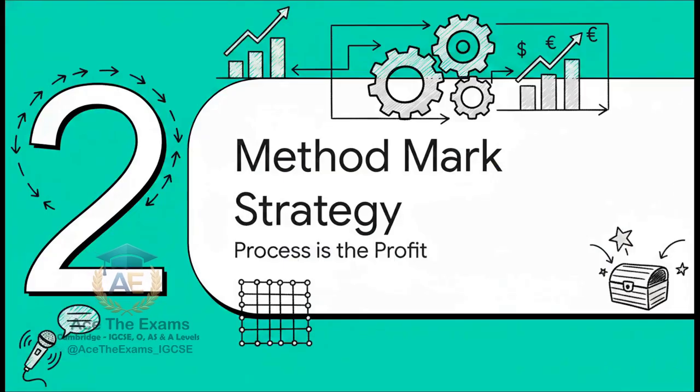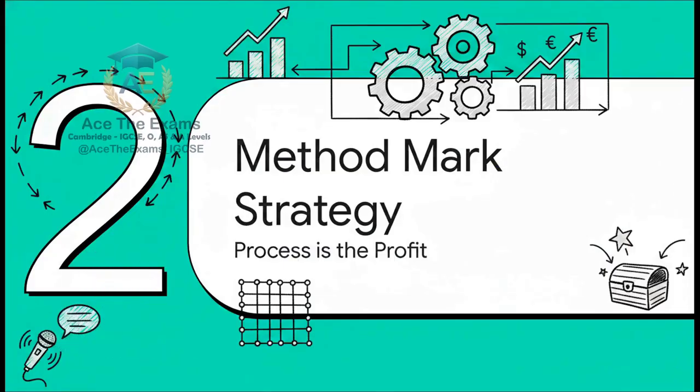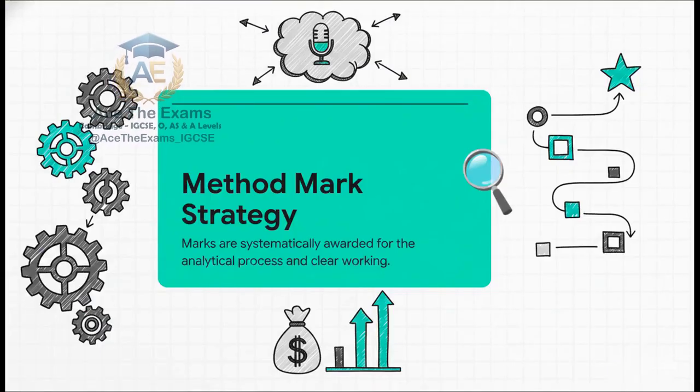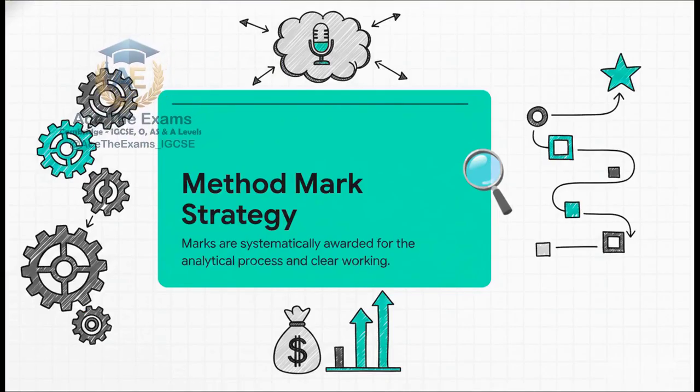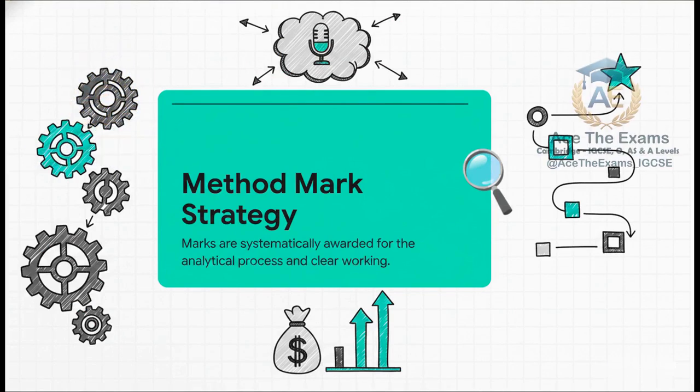Moving to Section 2, the method mark strategy. The process is the profit. So, the crucial point here, and this is a real game changer, is the underlying methodology. Examiners don't just care about your final answer. They care immensely about how you got there. We call this the method mark strategy. Marks are systematically awarded for your analytical process and your clear working. If you jump straight to the conclusion, you are literally leaving money on the table.